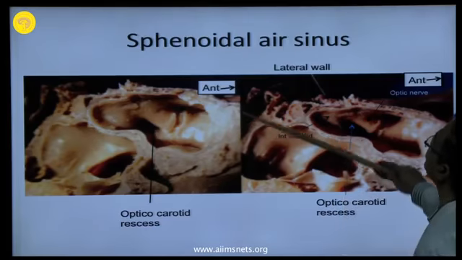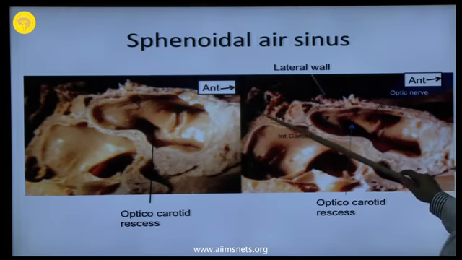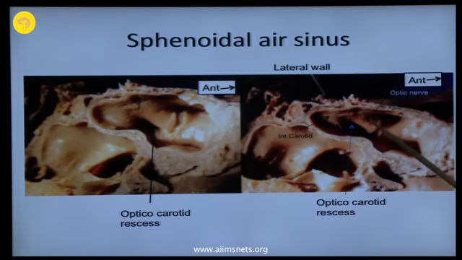These are some of the specimens. Here there are two elevations you can see. This is the anterior side, so the optic nerve is here and the internal carotid artery, these two elevations are there, and you can see in between there are two recesses. This recess is the opticocarotid recess.